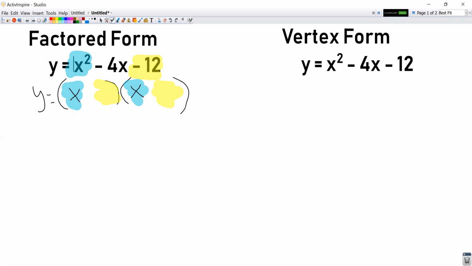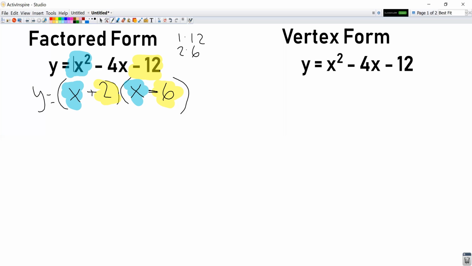So I know we have 1 times 12, but if I add or subtract those, that's too big. 2 times 6, if I add or subtract those, I get negative 4, so it's going to be 2 and 6. And since we have a negative 4, your 6 has to be negative and your 2 has to be positive.